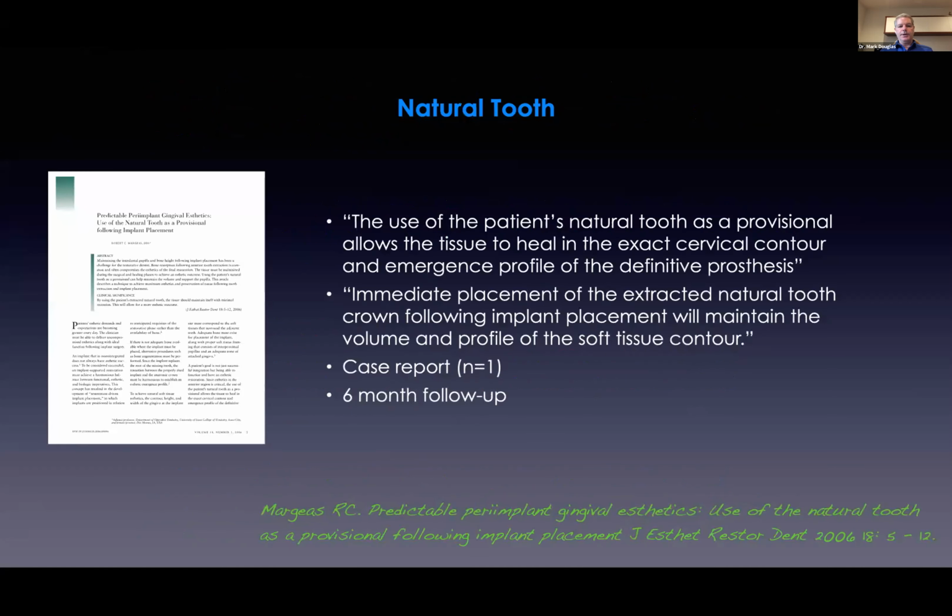So Bob Margis stated that the use of the patient's natural tooth as a provisional allows the tissue to heal in the exact cervical contour and emergence profile as the definitive prosthesis. Immediate implant placement with the extracted natural tooth crown will maintain the volume and profile of the soft tissue contour. This was really just a case report. He only had one patient and he only did about a 6-month follow-up.